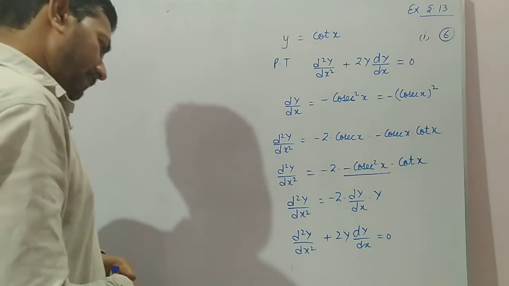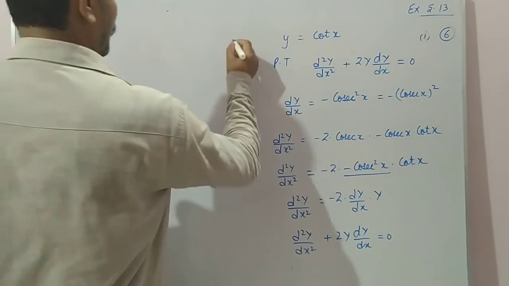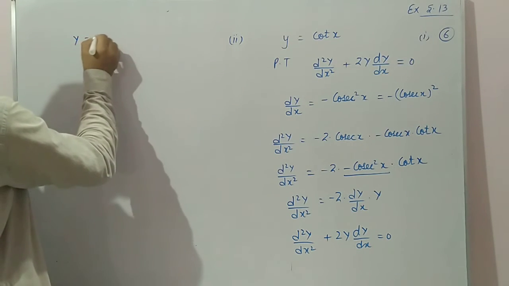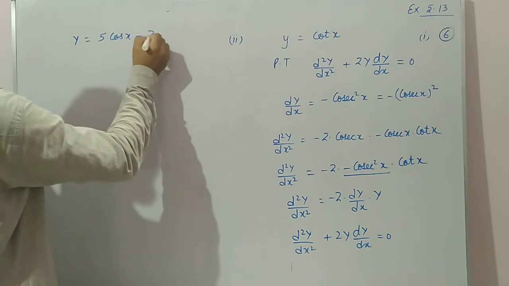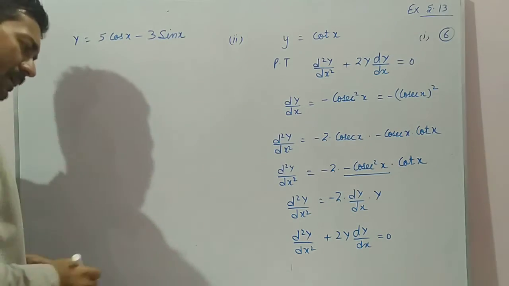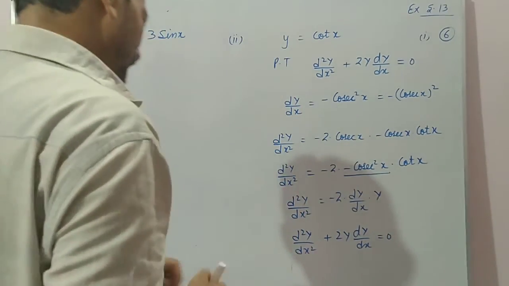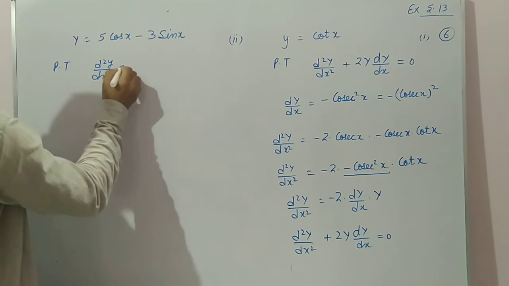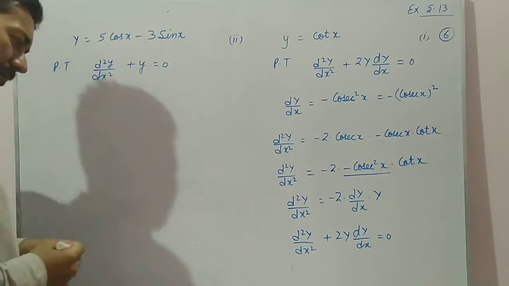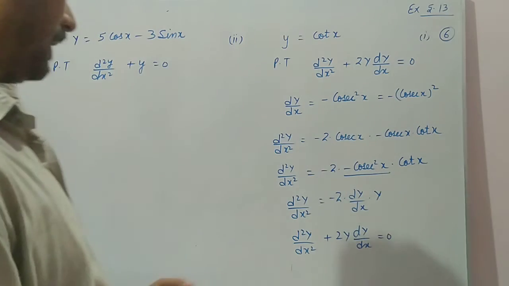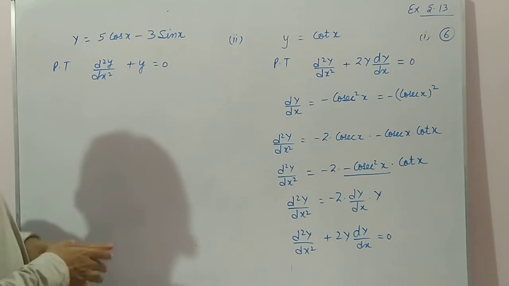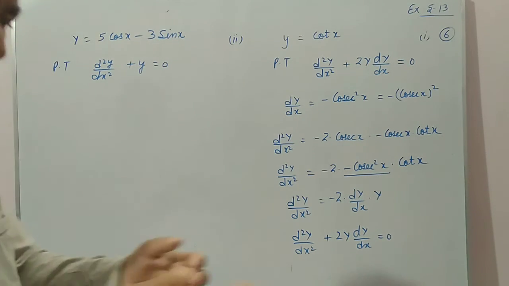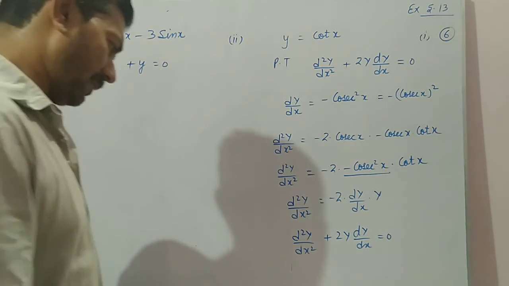Question number 6, number 2. y is equal to 5 cos x minus 3 sin x. We have to prove that d2y by dx square plus y equal to 0. Okay. Now see here, this part will be homework. Just differentiate 2 times, take minus 1, you will get the answer.